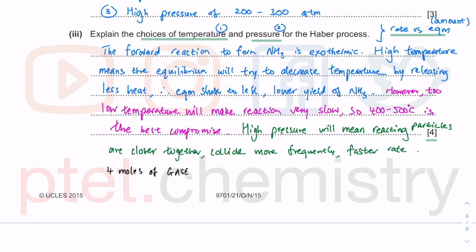I think a lot of people forget that. They just say 4 moles on the left, 2 moles on the right. That is not correct because pressure affects gases the most. So 4 moles of gaseous reactants versus 2 moles of gaseous products. So at higher pressure, the equilibrium will shift to the side with fewer gaseous molecules, so 2 moles of gaseous products.